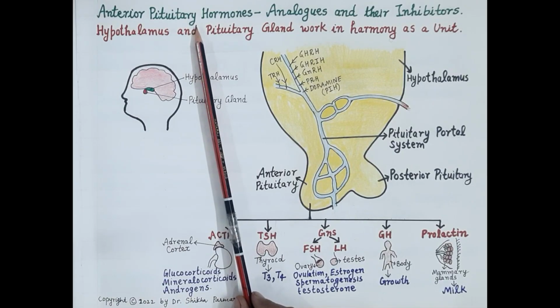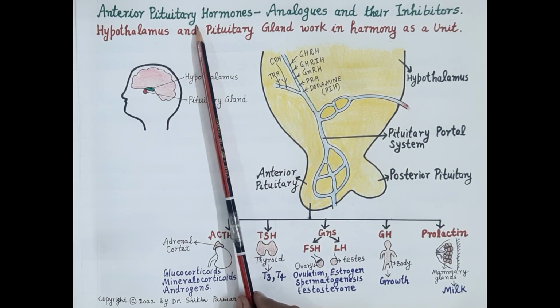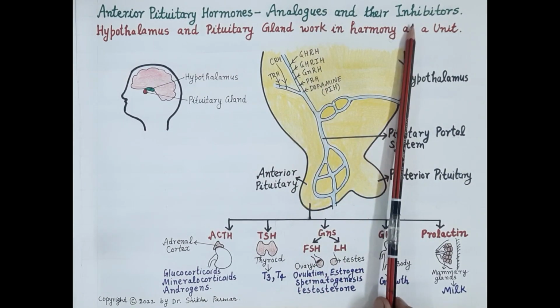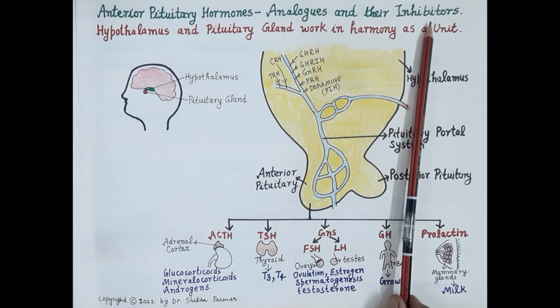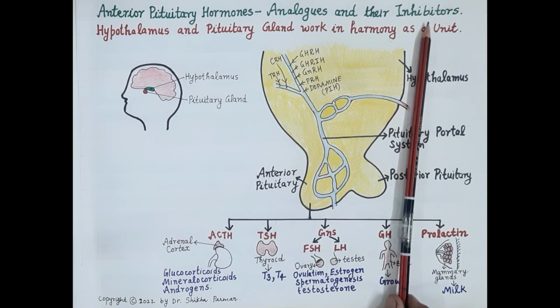Hello students, after having discussed a complete comprehensive overview of the endocrine system, by now we know that the anterior pituitary produces 6 hormones. In this video, we will study the functions of these hormones that are secreted by the anterior pituitary, their analogues and their inhibitors. Now, analogues are the agents that possess functions similar to the hormone, whereas inhibitors are the agents that inhibit or antagonize the actions of these hormones.